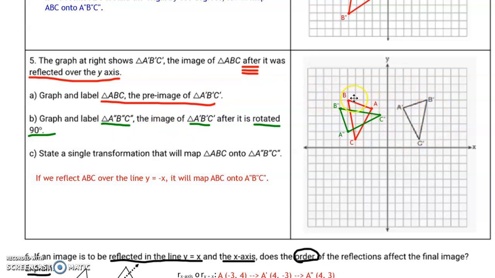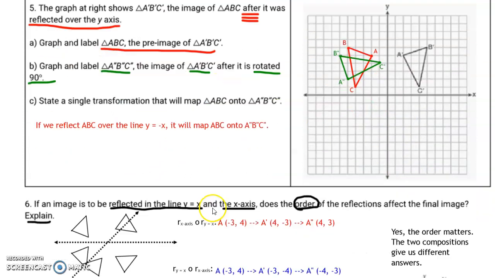The pre-image we weren't given, but we were told that we took the pre-image and we reflected it across the y-axis. So all we got to do is reflect it back over the y-axis. Pretty straightforward. Then we're asked to take this image and then rotate it 90 degrees around the origin. And you should notice that if we reflect ABC over the line y equals negative x, which is this line that goes from the top left to the bottom right, it's going to map ABC onto A prime, B prime, C prime.